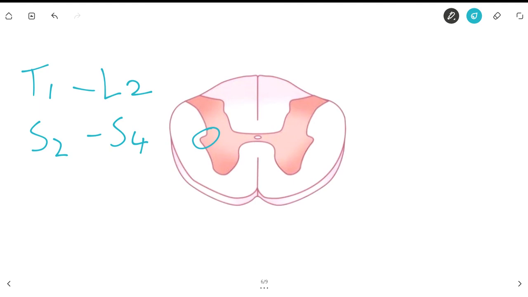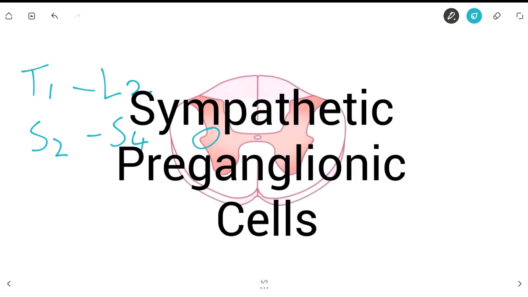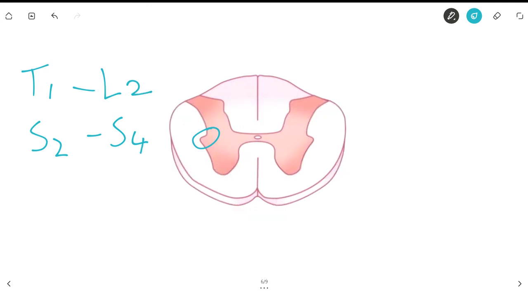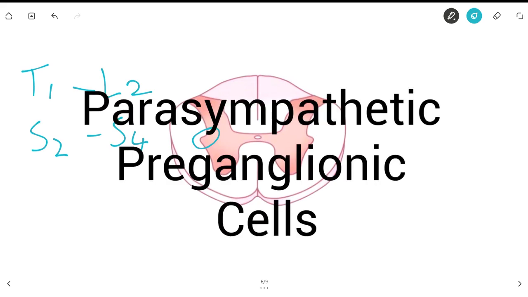There are two different types of visceral motor neurons. The IML, or the intermediolateral zone, in the regions from T1 to L2 has sympathetic preganglionic cells. And the IML in your S2 to S4 region has parasympathetic preganglionic cells.